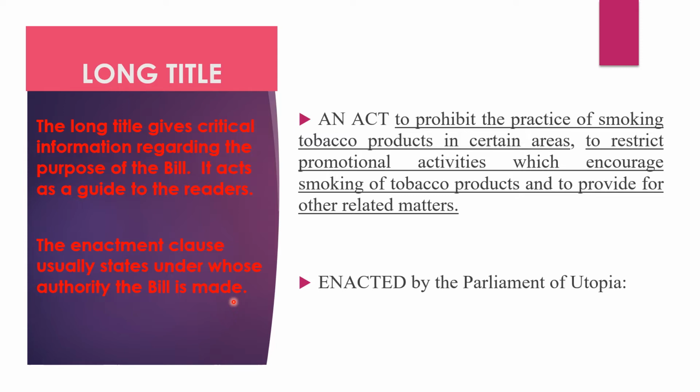Now, please remember that only the legislature has the power to make laws, and the legislature would be referred to as Parliament, or in some countries, the Legislative Assembly. I think in the United States of America, it's called Congress, that sort of thing. In this example we have here, it says, enacted by the Parliament of Utopia. This whole sentence here is the enactment clause, and Parliament of Utopia tells you the authority under which this particular act is made.